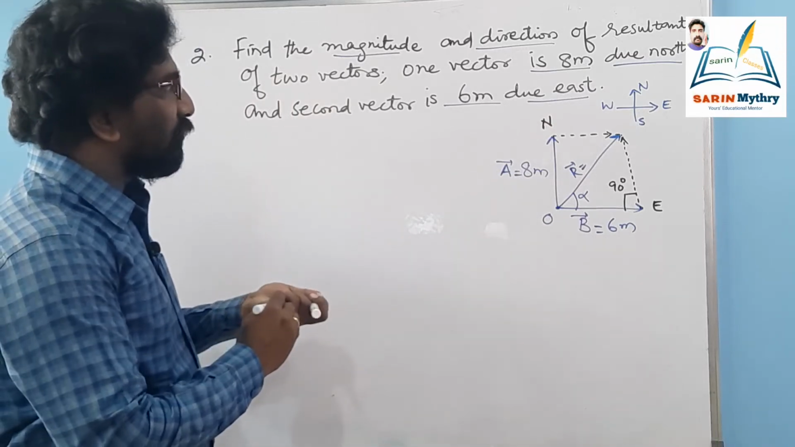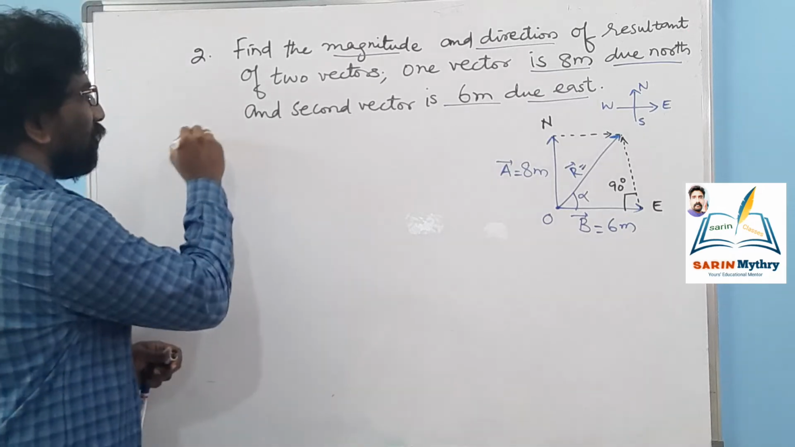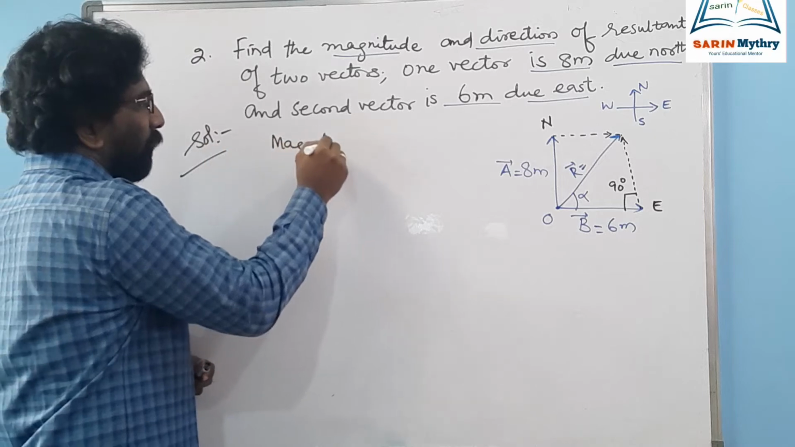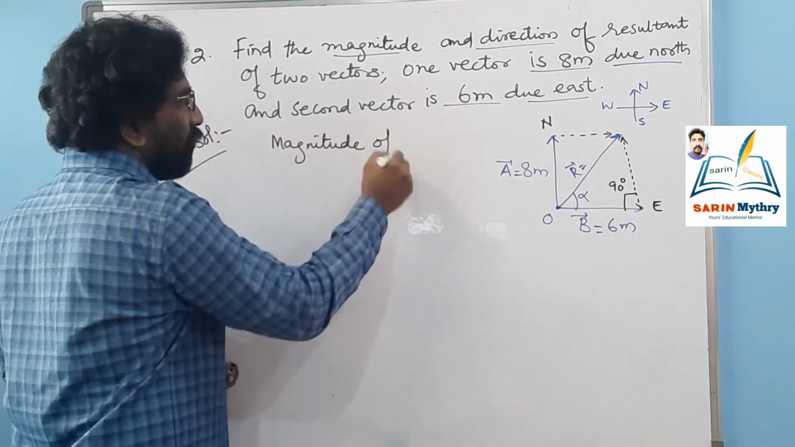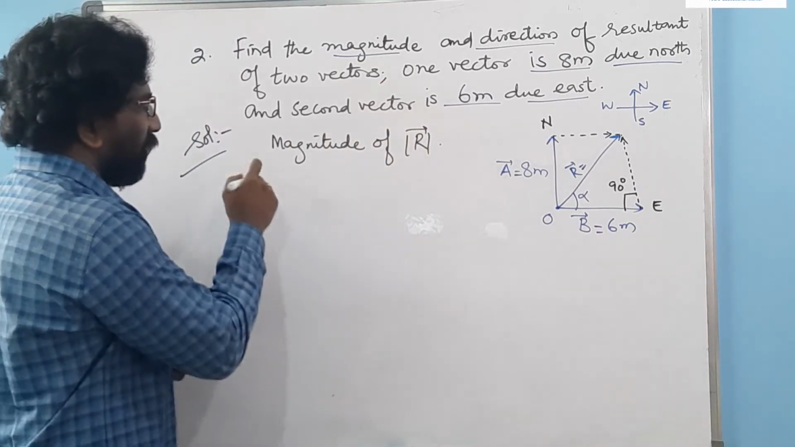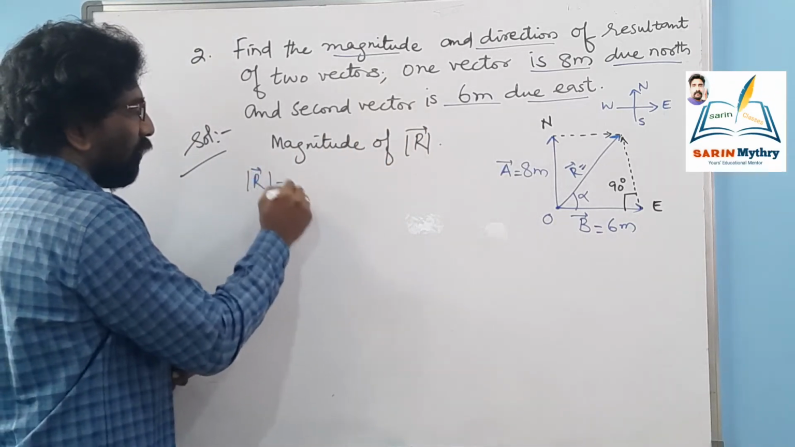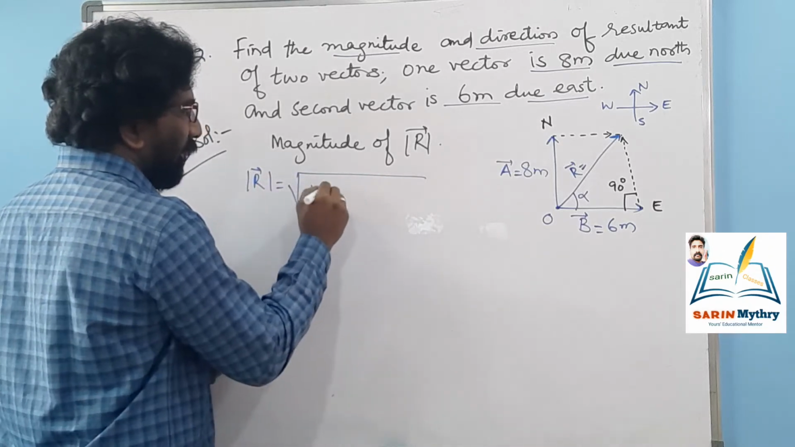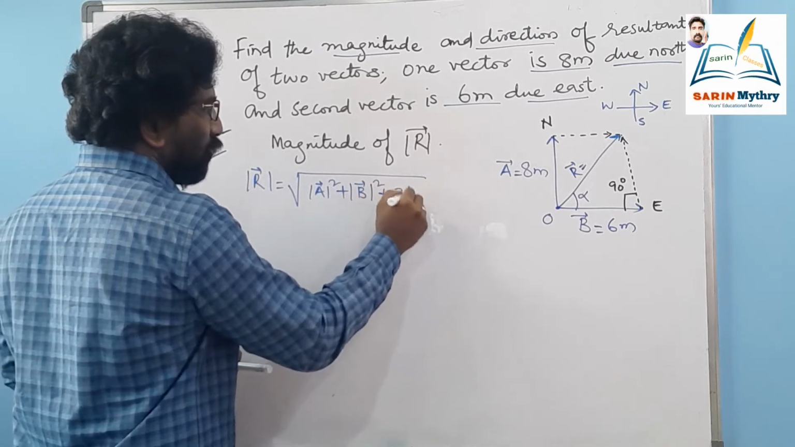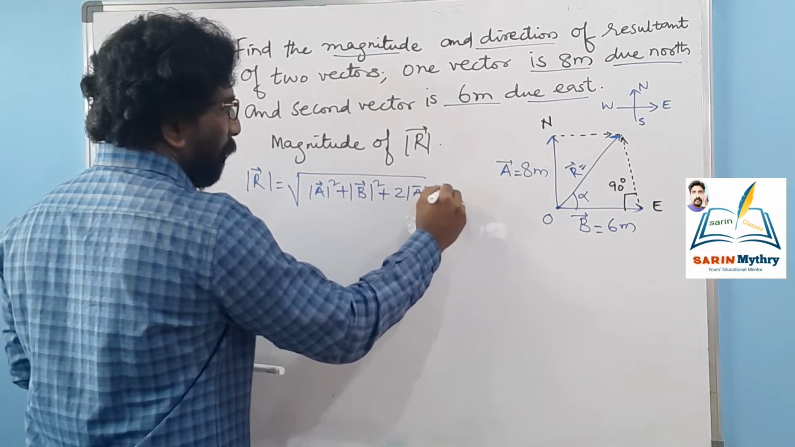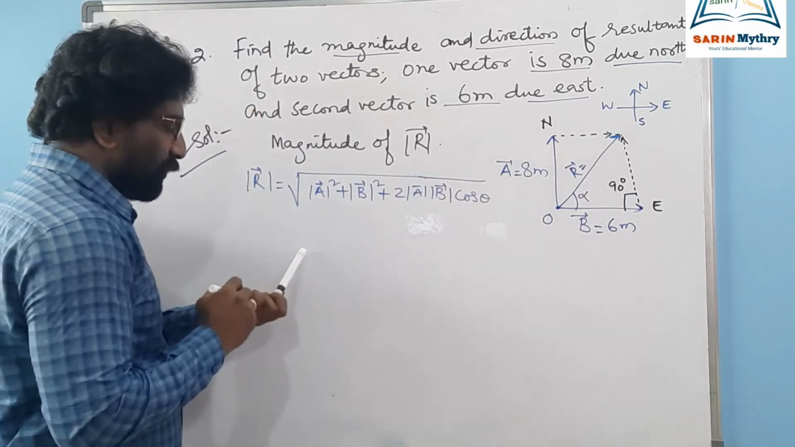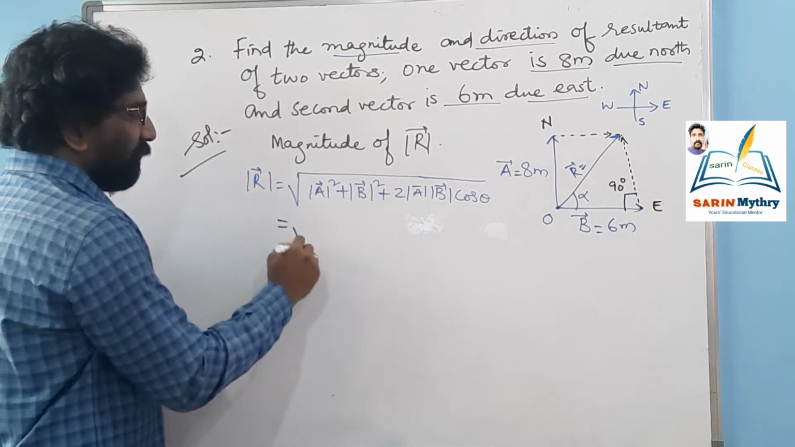So now first I need to find out the magnitude. Let us start this solution. Magnitude of resultant vector. For this, the formula is: R equals under root A square plus B square plus 2AB cos theta. This is the formula for magnitude. So if this is the formula, substitute the given values.